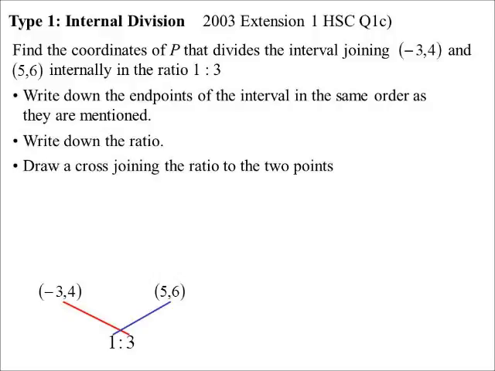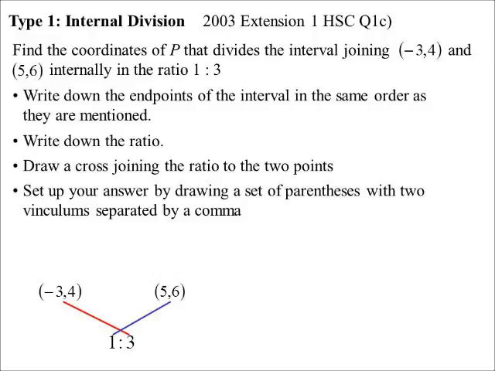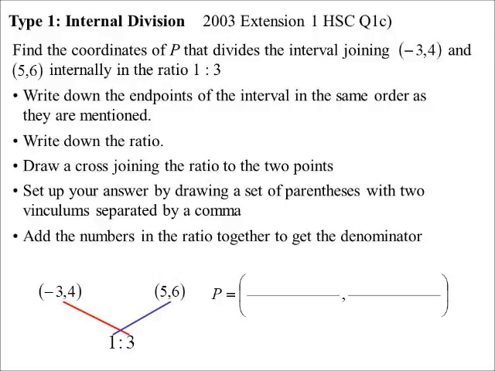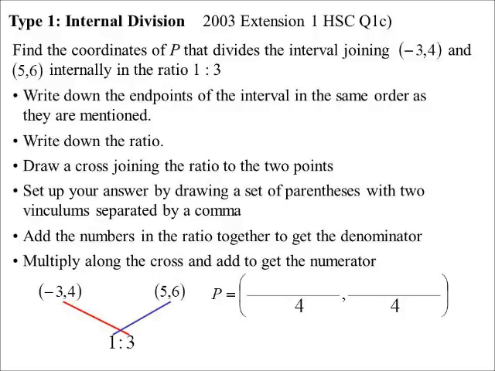And then I write my answer down. Now how I write my answer is I set it up, set a parentheses with 2 vinculums, separated by a comma. A vinculum, of course, is a fraction bar. Add the 2 numbers in the ratio together. That goes on the bottom. So that's 4. And then I multiply along the crosses.